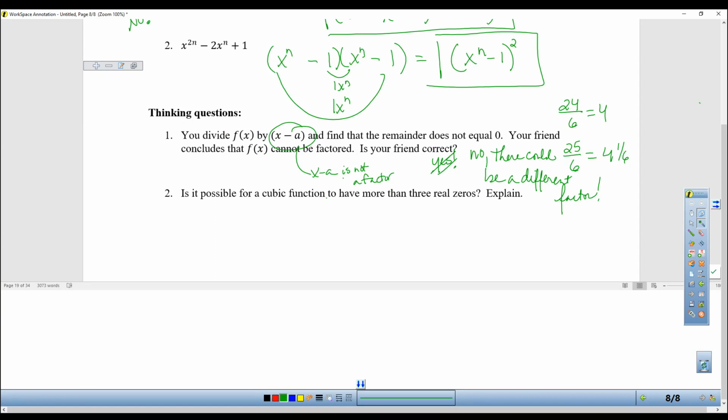Last one. Is it possible for a cubic function to have more than 3 real zeros? So remember that a 0 is the same as an x-intercept. The graph of a cubic equation starts at the bottom and makes at most 2 turns. So it comes up 1 turn, 2 turns. So the most that it can have is 3 real zeros. It can't have any more than that.